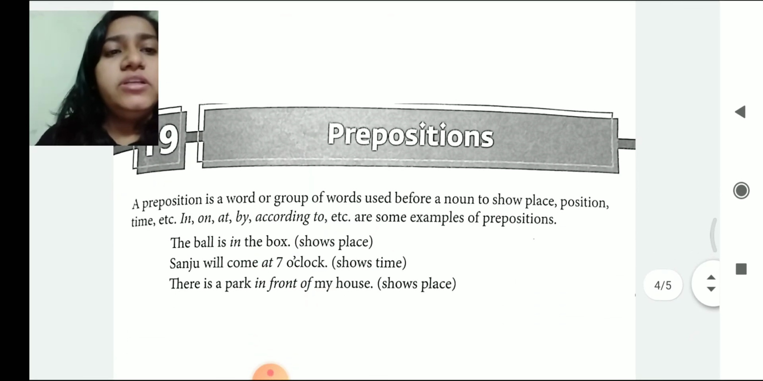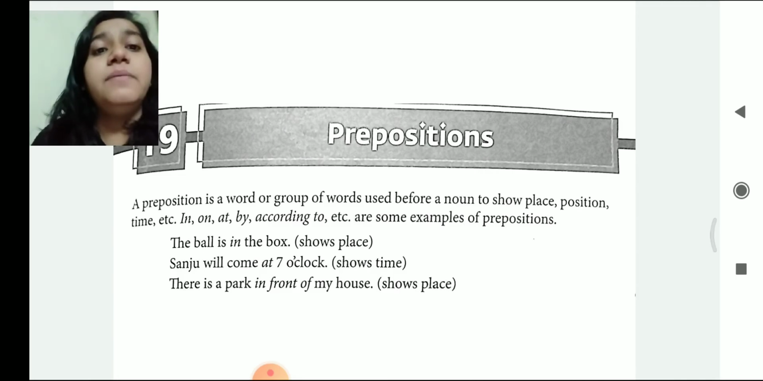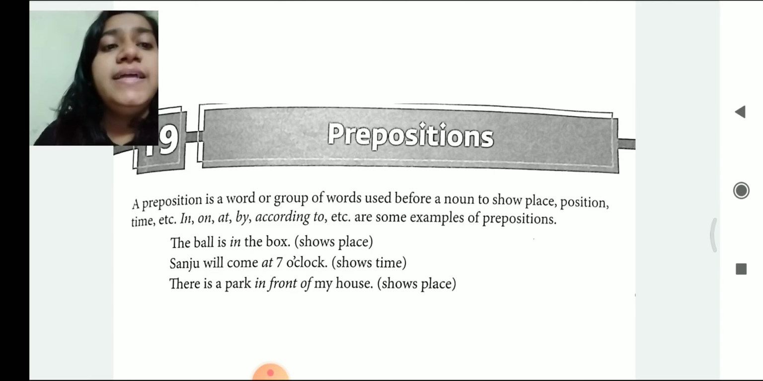Now let's have a short and quick revision of unit number 19, that is prepositions. A preposition is a word or a group of words used before a noun to show place, position, time, etc. So what are prepositions? Prepositions are the words or the group of words which help to show the place, position and time of the noun. Examples are given here: in, on, at, by, according to, etc. are some examples of preposition.